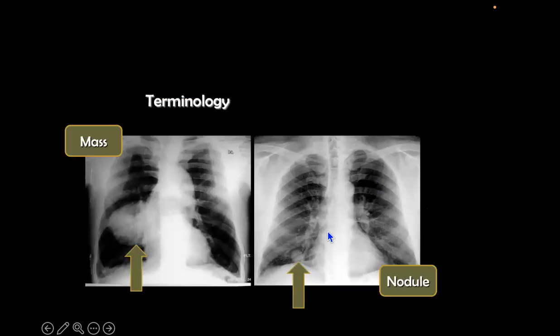So, terminologies. We have masses and we have nodules. What's the difference between mass and nodule? As you can see, the mass is a big thing and the nodule is a small thing. The demarcation point between mass and nodule is the size. The nodule is anything less than 3 centimeters, while the mass is anything that measures more than 3 centimeters. So every opacity which measures less than 3 cm is a nodule.